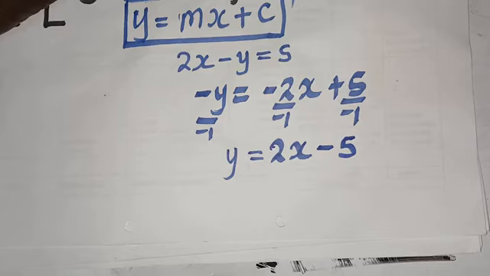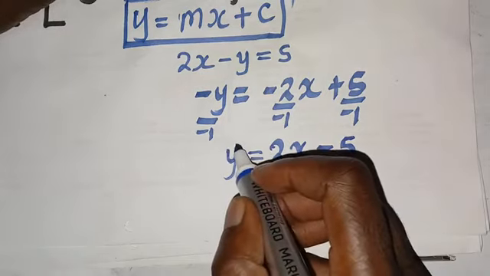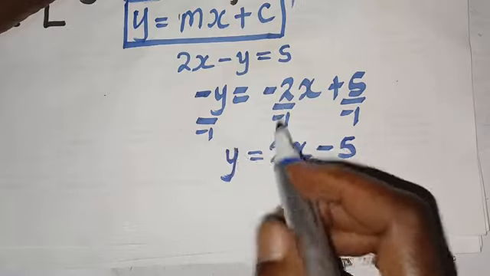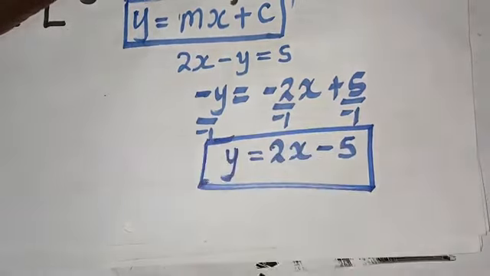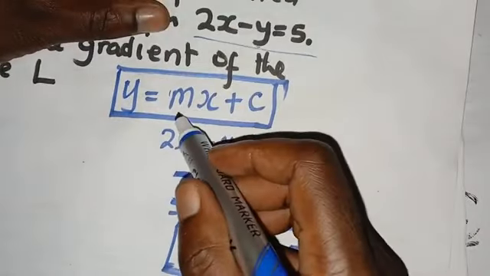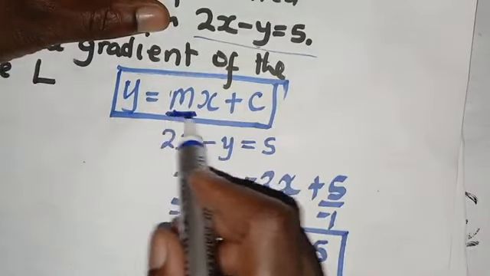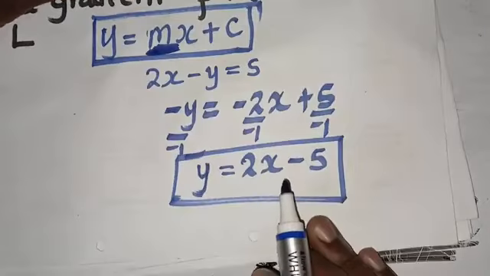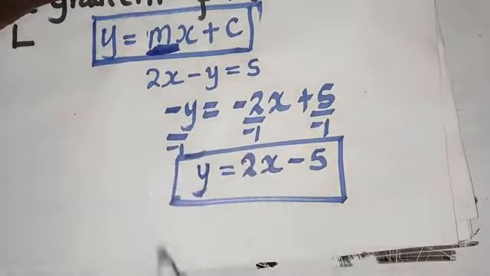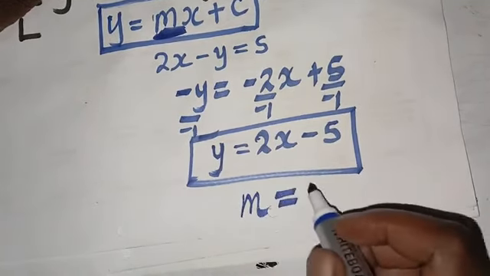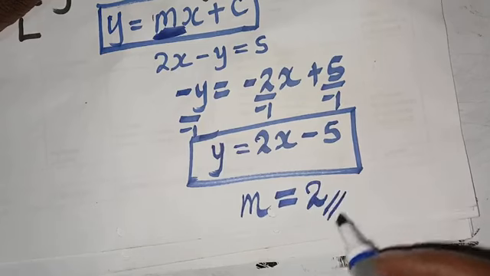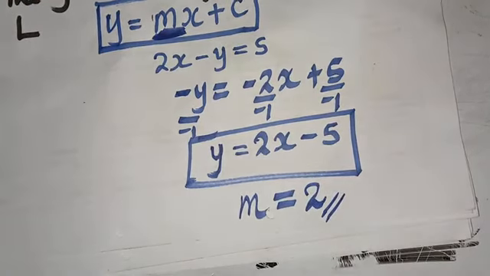So now, ladies and gentlemen, we have just achieved what I was telling you, that we have written this equation in the form that I told you. Now, this is our gradient here. m is our gradient. So, which number has taken the position of m there? It is 2. So our m, which is the gradient, is 2. Do you get that? I hope you have understood what I have said.